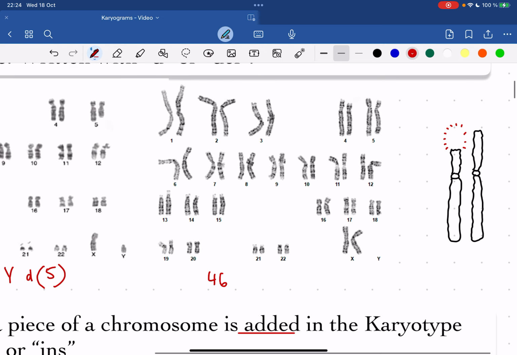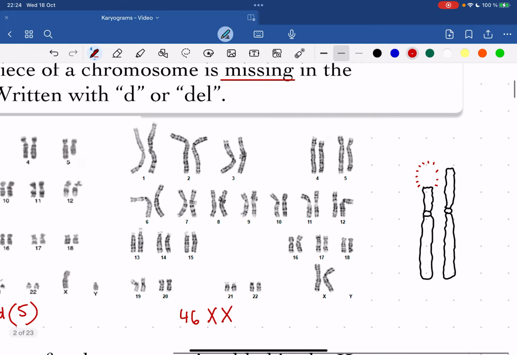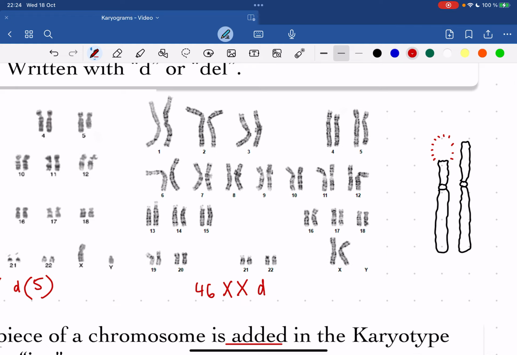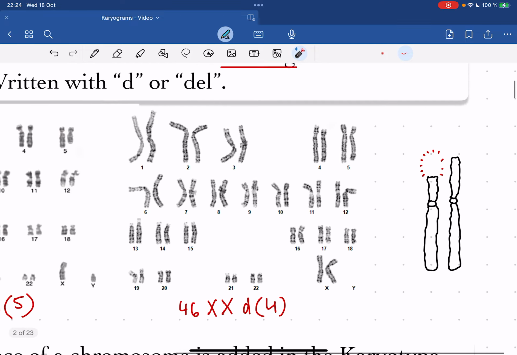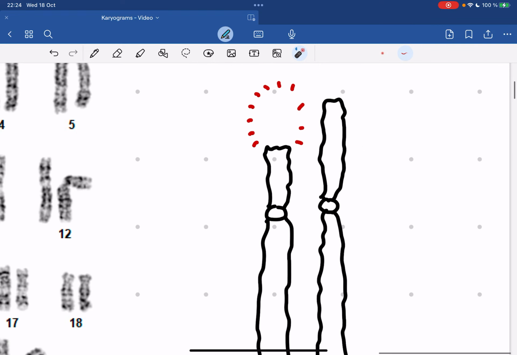And then we write down the sex chromosomes, which are these 2 right here, so they have 2 in X, so it would be X, X. And then where the deletion is, so it would be D4 in this case, because in this case the source says that there has been a deletion right here. That easy.